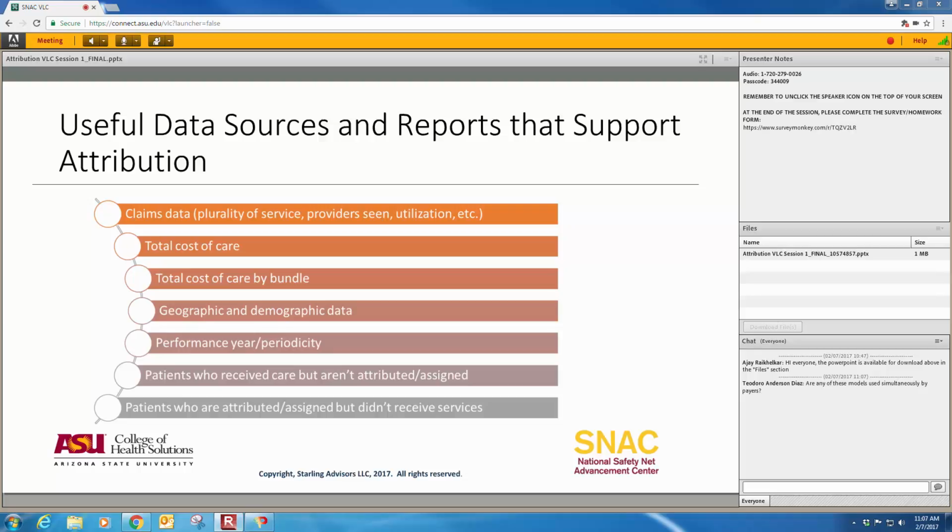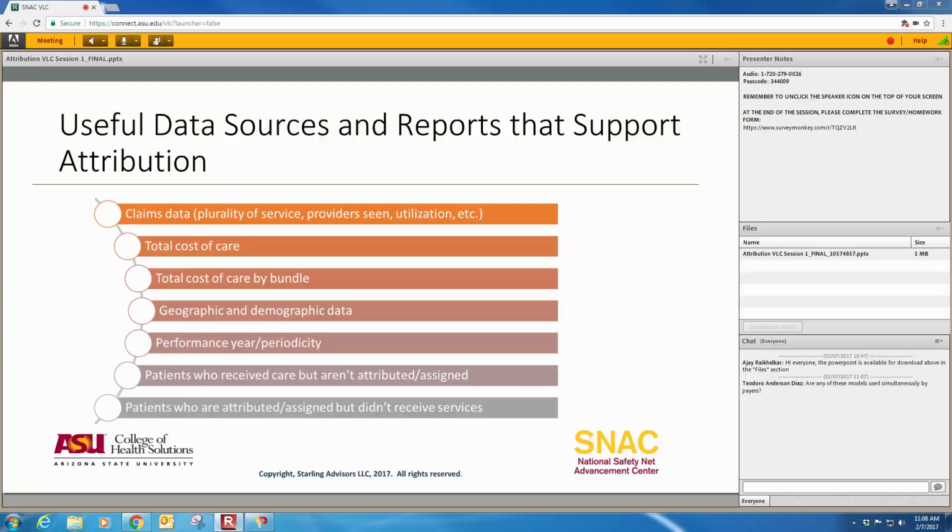There is a question that's come in on the chat, which I'd like to take a quick moment to address. The question is, are any of these models used simultaneously by payers? It's a fairly complex question to answer, because I can't say definitively that there's no such thing as a plan or a payer that is using more than one of these models. But what I would suggest is that in any one of these models, there really needs to be a level of discrete assignment to an individual patient.